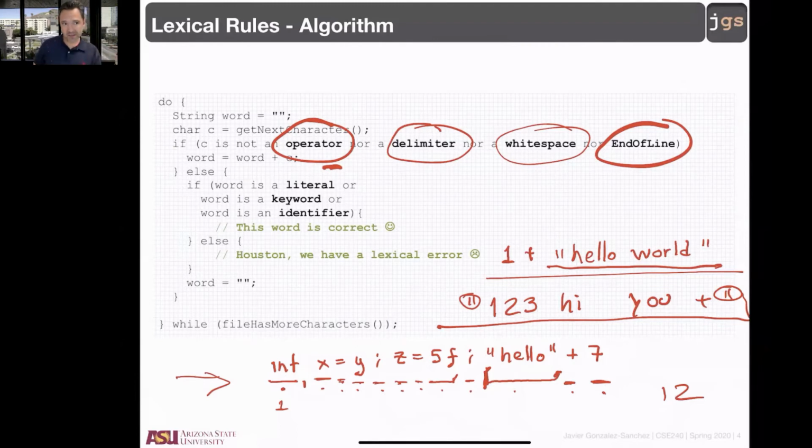How do you know if they are correct? Well, they follow the rules, yes or no. Int, correct, is the name of a data type. It's correct, it's a keyword. X is correct, could be the name of a variable. Equal is an operator, is fine. Y, fine. Delimiter, fine. C, fine.